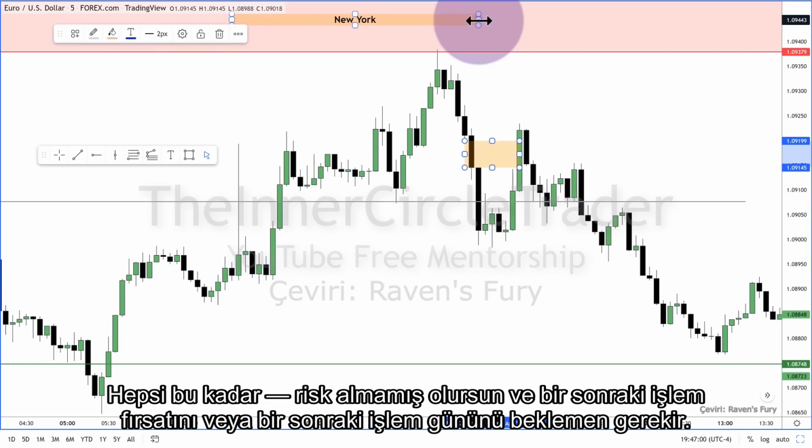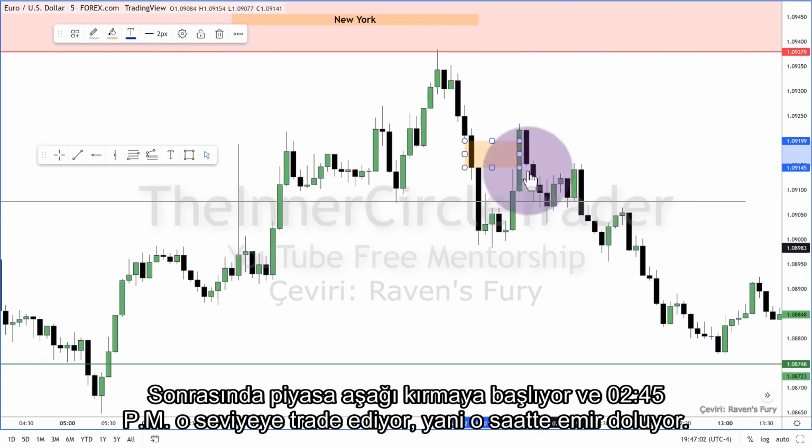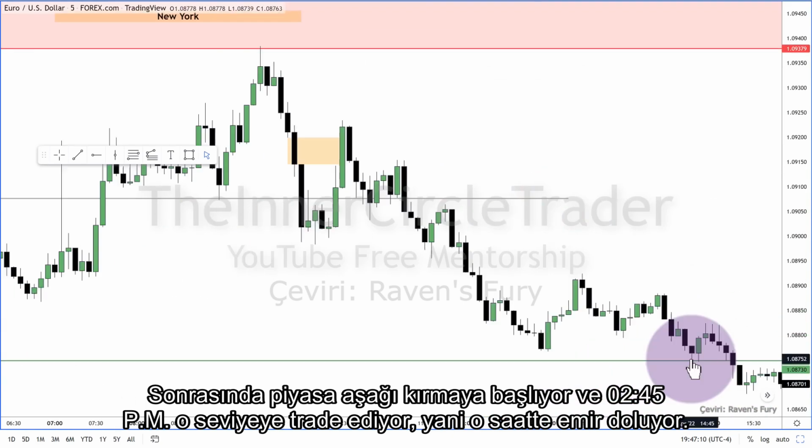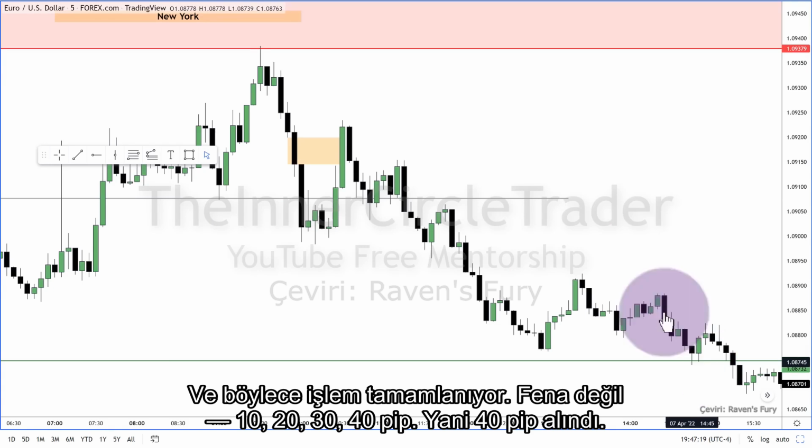And then the market obviously starts to break lower and trades to it here at 2:45. So at 2:45, it fills it, and that's the end of that. So not bad. It's 10, 20, 30, 40 pips. So there you go, 40 pips.